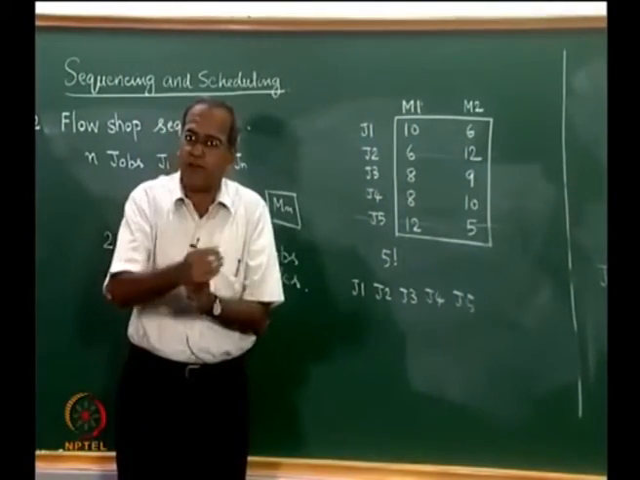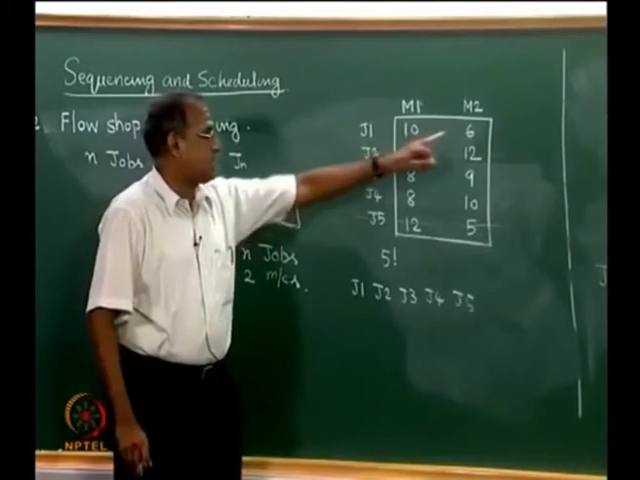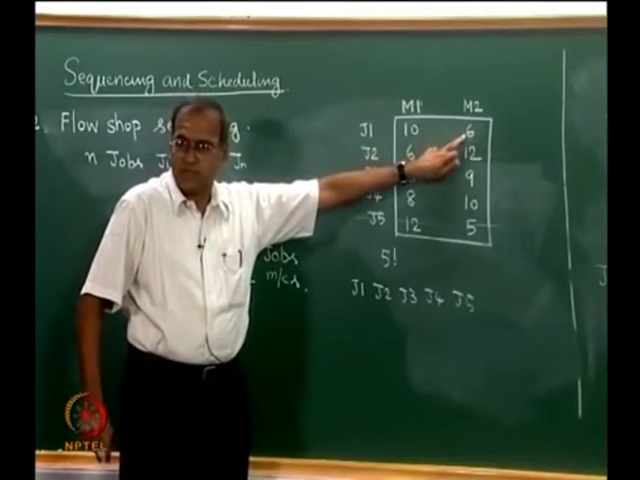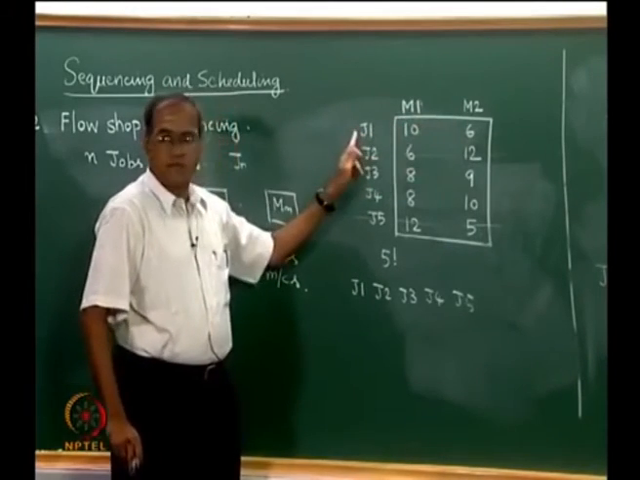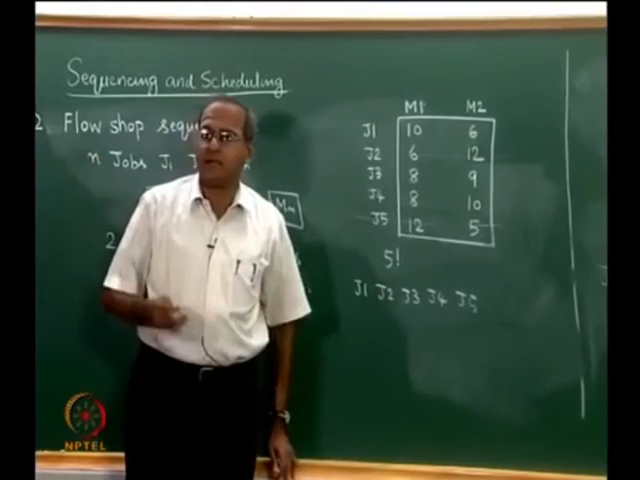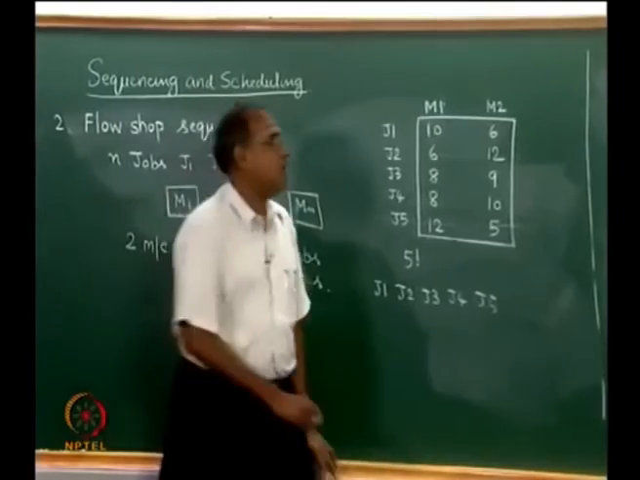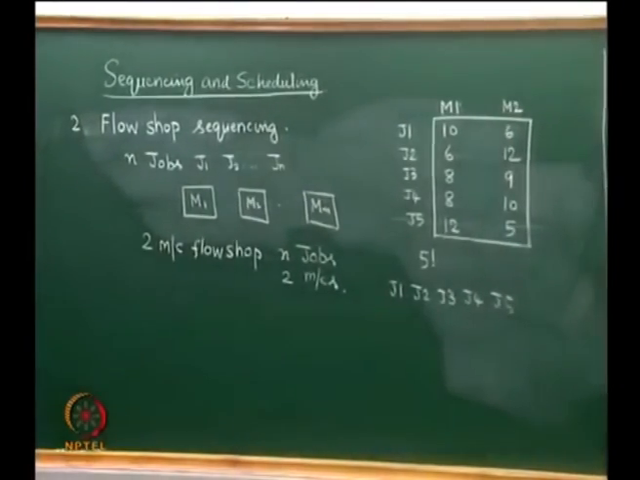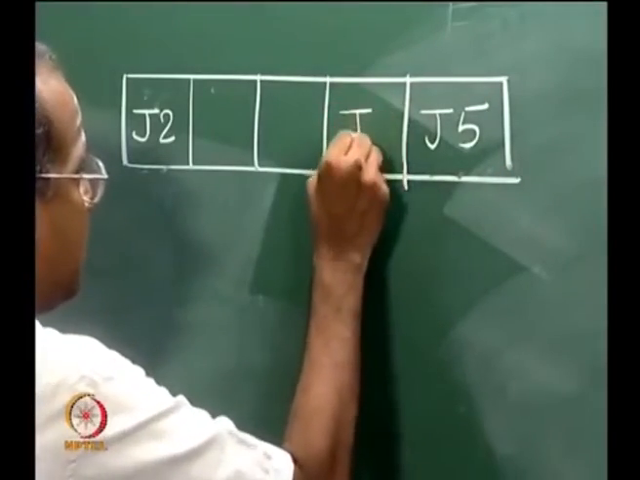Now, once again find the smallest number. The smallest number is 6, it is on M2 and it is for J1. Since it is on M2, come from the right and take the first available position. So, from the right you take the first available position and put J1 here.